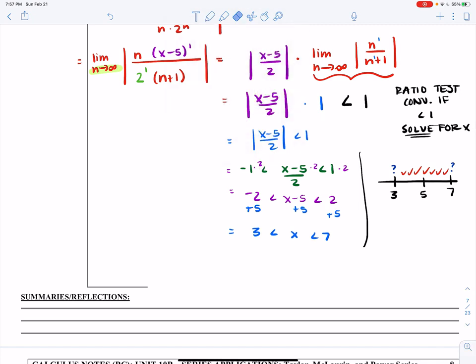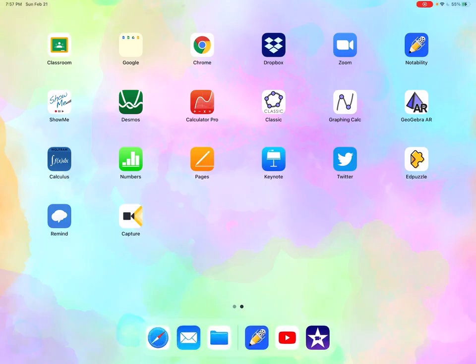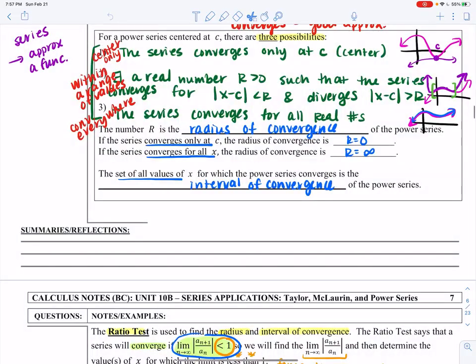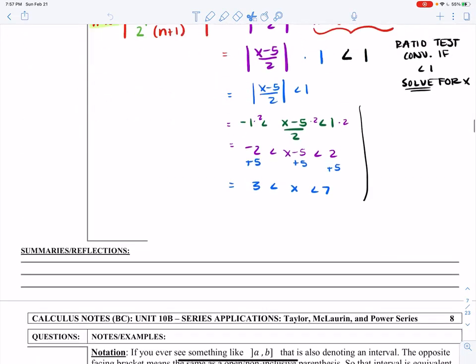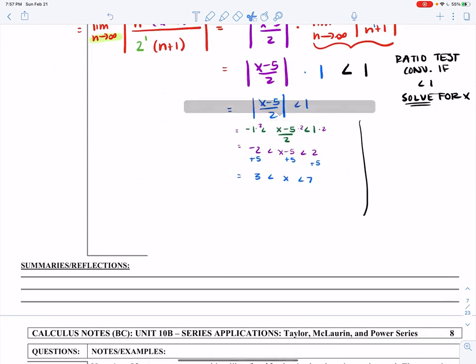I'm going to clean this up just a little bit, make this a little bit smaller so that we have some room, and I hope you have room on your paper. Uh-oh, crashed my Notability. There we go. All right, so we're going to make this a little bit smaller, get some room here, and basically what we need to do now is we need to check endpoints.